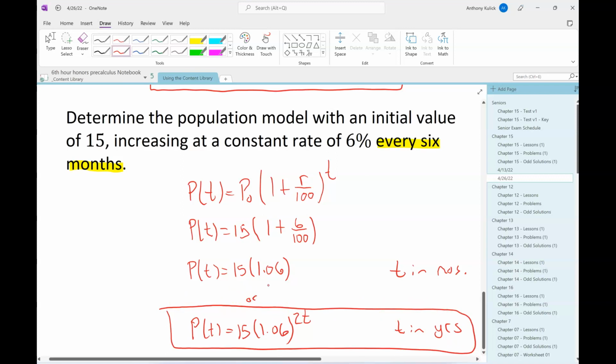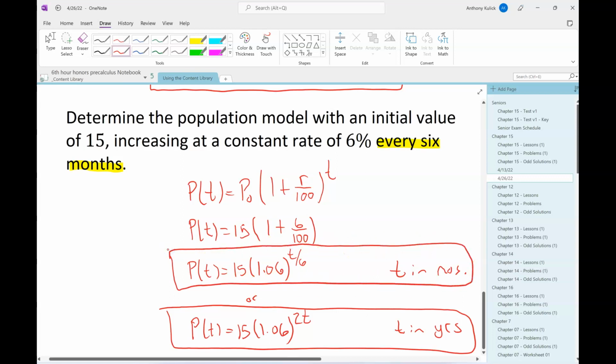Okay? How much of a rate of change happens in 1 month? 1/6, right? If we're getting 1 rate of change every 6 months, in 1 month, we get 1/6 of a rate of change. So instead of writing t, we're going to write 1/6 t, or I'll just write it as t over 6. Either of these 2 answers is appropriate.